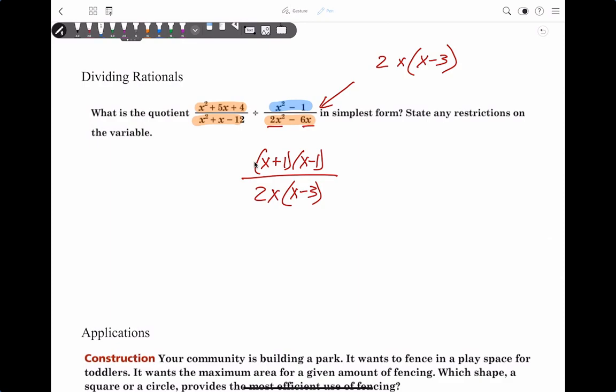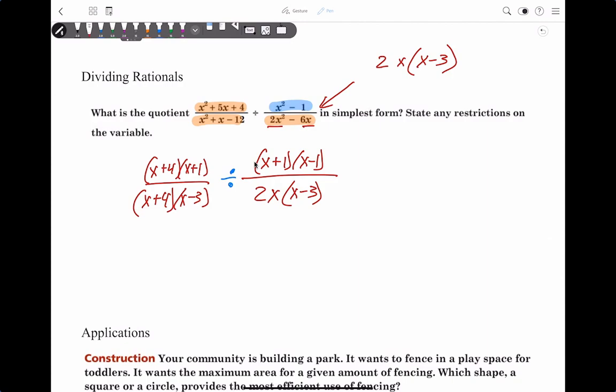Okay, so now this is different. We have dividing, and I'll get to that here in just a bit. Let's go ahead and factor the other two over here on the left side. So up top, we have x plus 4, x plus 1. And on the bottom, it looks like we have x plus 4, x minus 3.